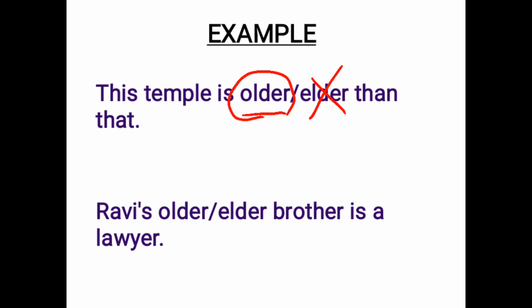Ravi's older or elder brother is a lawyer. Now listen what we understood that whenever we are using elder and older with any person of the same family, then what we have to use is elder. In spite of older, we will use elder. Okay, so the use of older is wrong over here and use of elder is right over here.